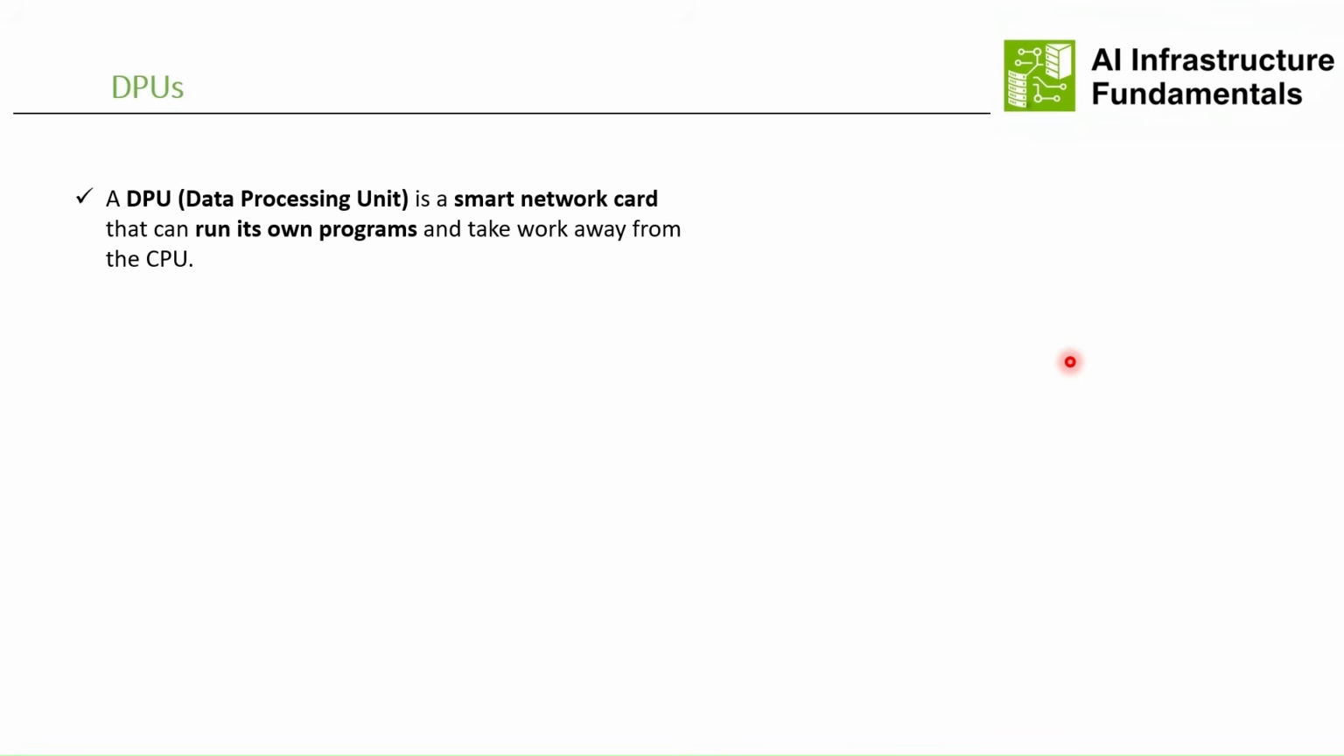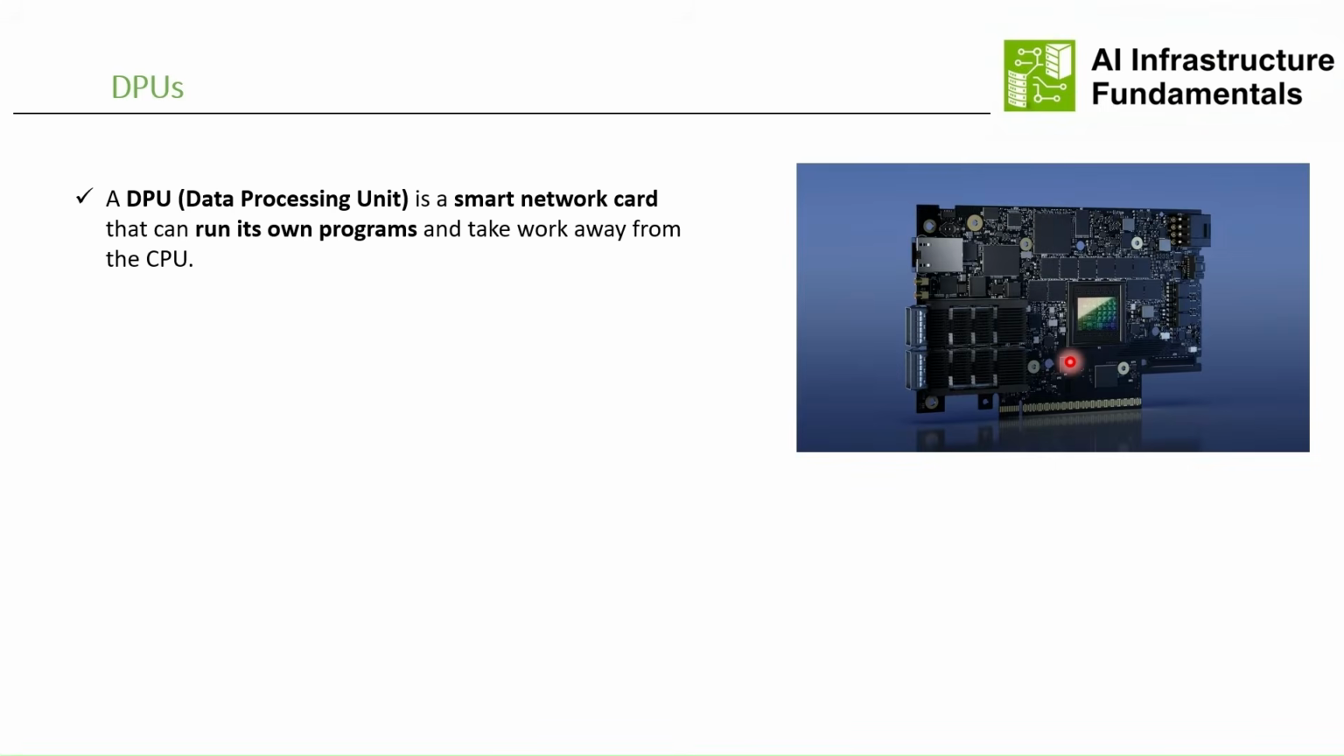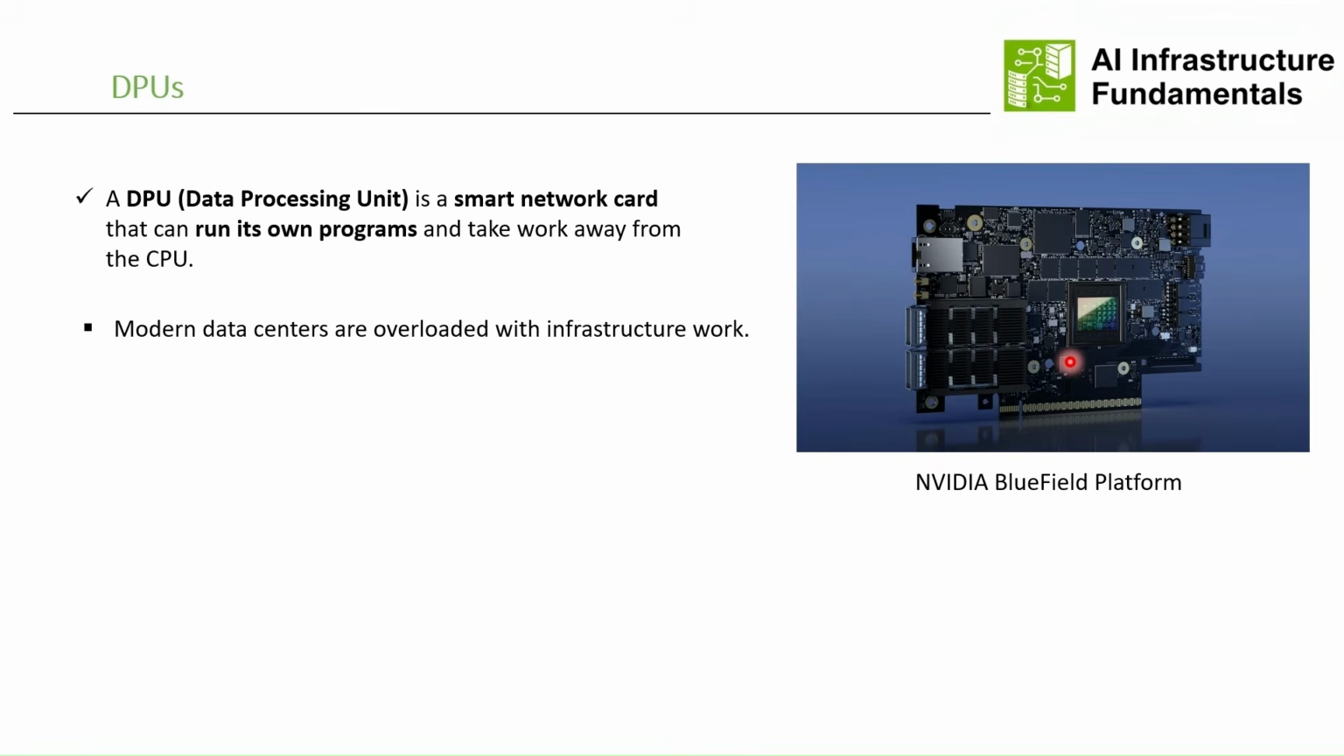Now, so far we've learned about CPUs and GPUs. Let's learn about the DPU. So, what is a DPU? DPU stands for Data Processing Unit. It is a smart network card that can run its own programs and take work away from the CPU. So what exactly is the DPU doing? Let's look at that. This is the NVIDIA BlueField platform. It's a flagship offering from NVIDIA in the DPU field.